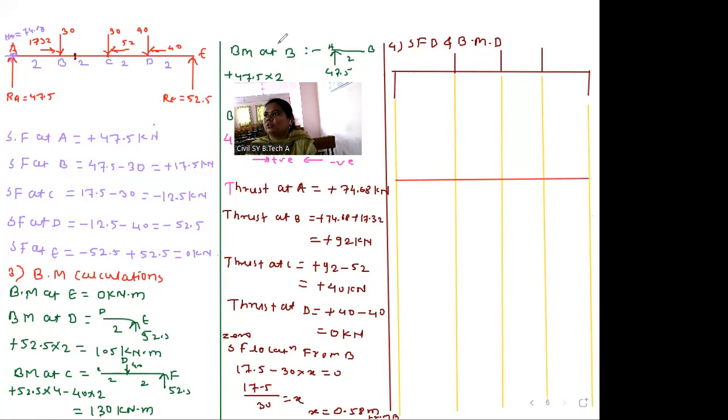First, I will close this figure. So this is A, B, C, and D. Here 30, here again 30, and here 40. This is E point.